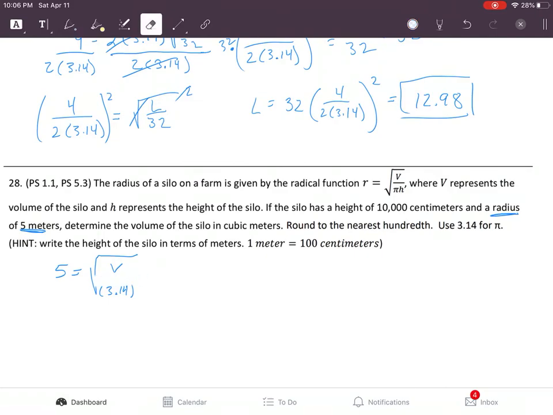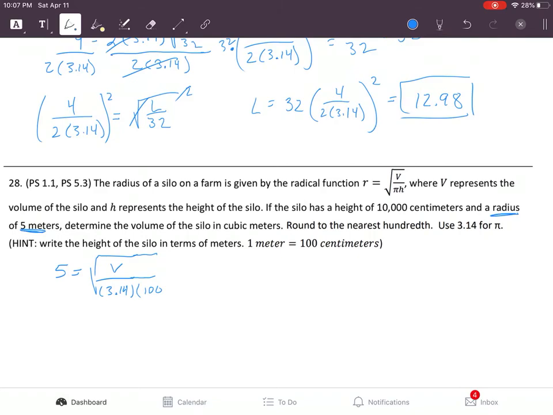Let's get that cleaned up. There we go. And we're given that 10,000 centimeters. But if you convert 10,000 centimeters to meters, you only have 100. There we go. So that, just doing that part right there, setting up the equation, will give you a 4 on 1.1. If you solved it for V, you would get a 4 on 5.3.